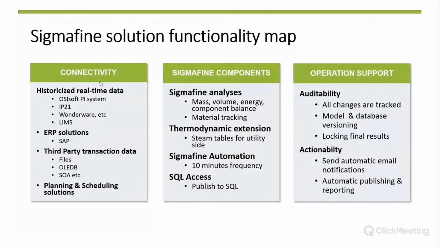I mentioned the Sigmafine components. Here I'm confirming that we do mass, volume, energy components. We can do material tracking as well as quality tracking. For those, let's say the end producers here, we do have steam tables. We've got Peng-Robinson algorithms, so we can also do mass and energy balance, mainly on the inside of the fertilizer chain.